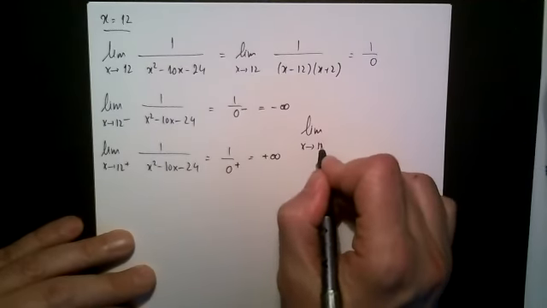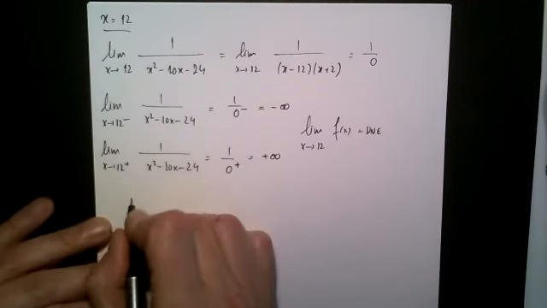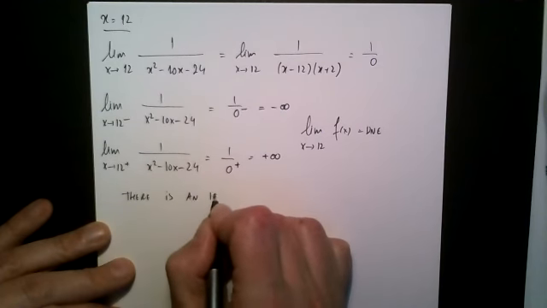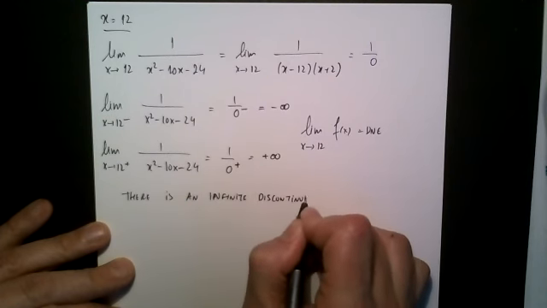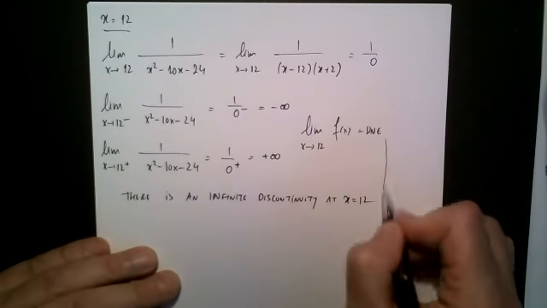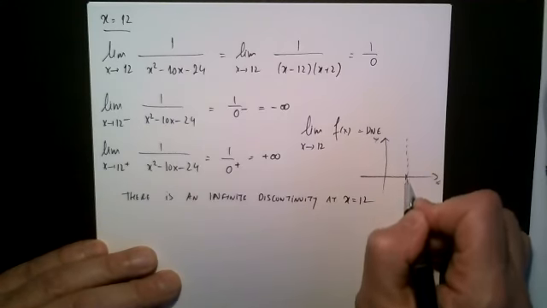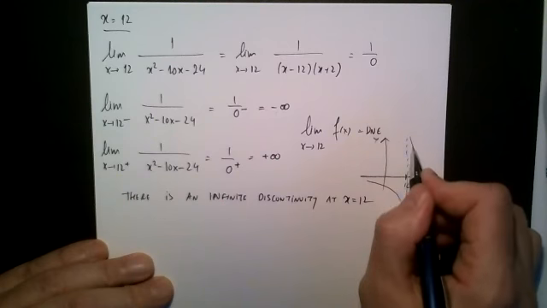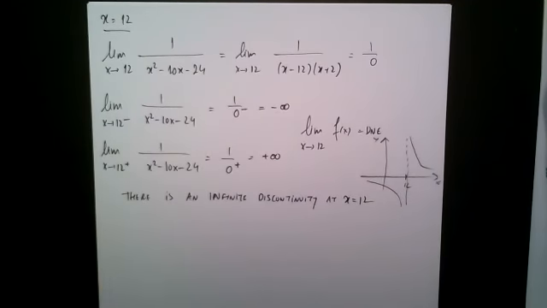So the limit as x approaches 12 of f of x does not exist. So there is an infinite discontinuity at x equals 12. Vertical asymptote. From the left, minus infinity. From the right, positive infinity. And that's what it looks like. And that completes this exercise.